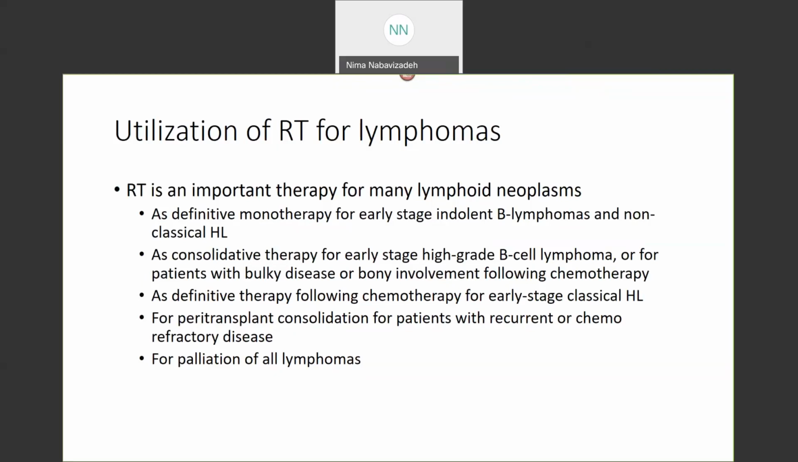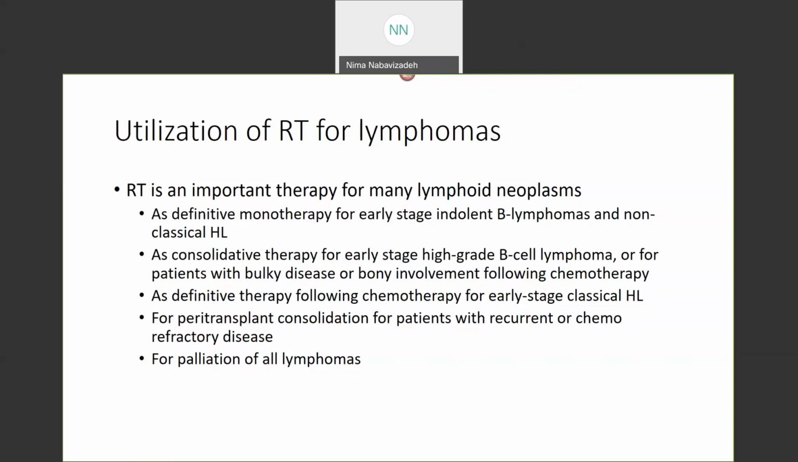But we also use it commonly to eradicate disease for patients who present with bulky disease, again large mediastinal masses or very large lymph nodes outside of the mediastinum, or for patients who have initial bony involvement. Radiation is an important adjunct here because for these patients, even in the advanced setting, we have evidence that if the lymphomas do come back, they tend to come back more often in these bulky sites or these bony sites. And that's why radiation is used as an adjunct quite commonly for these patients.